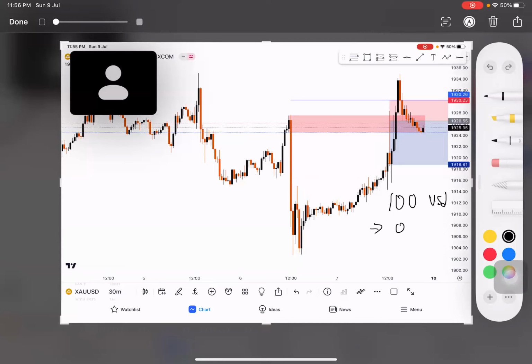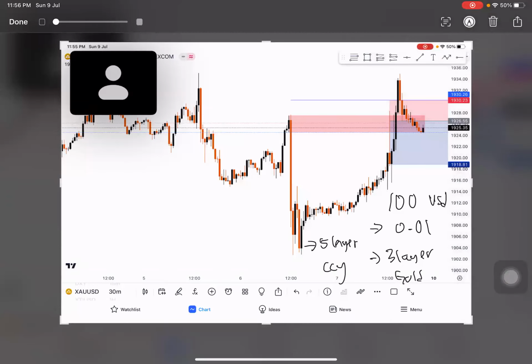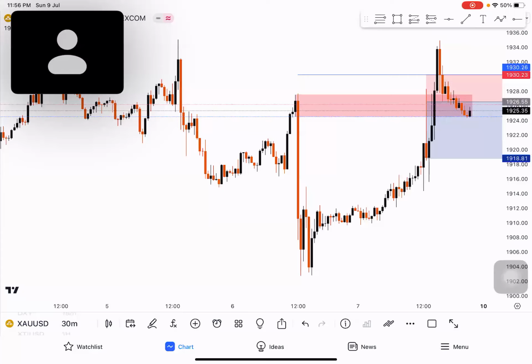But I would suggest that for 0.01, you can do a maximum of 3 layers for gold, and a maximum of 5 layers for currencies, so your total lot size won't affect your margin. This is just for example, so you can trade without emotion effects. That's my suggestion on money and also risk management.